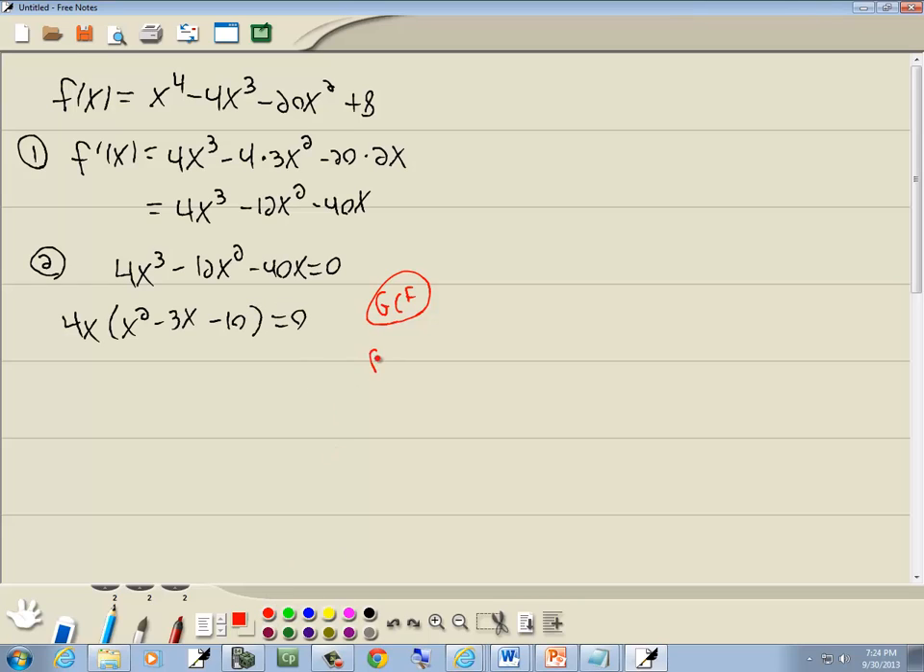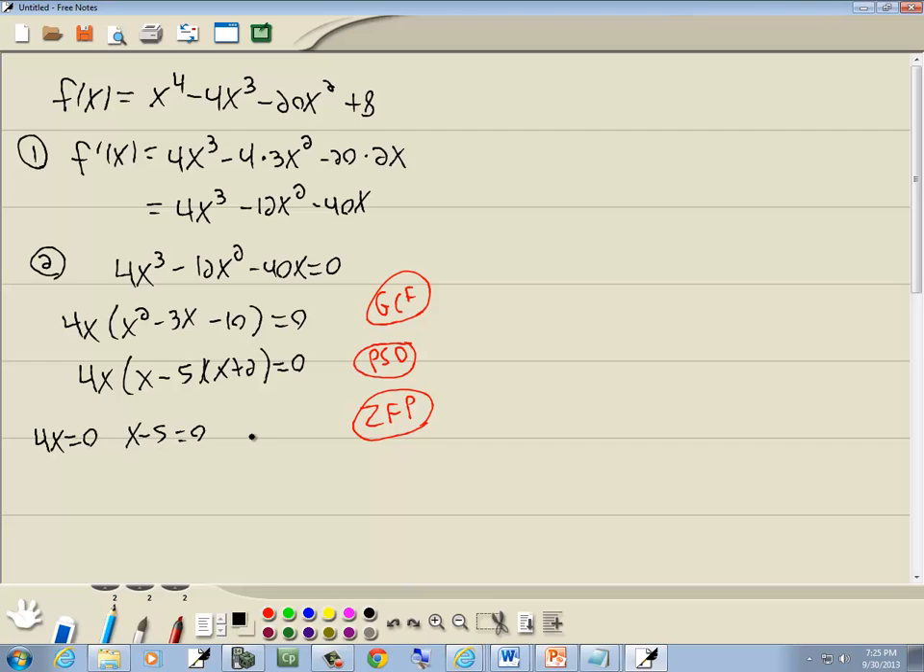Now looking at what's inside the parentheses, it's PST. We've got x squared, no number in front of our x squared, and it factors as x minus 5 times x plus 2 equal to 0. Zero factor property says if you get 0 on one side and you factor the other side, you set each factor equal to 0. So I'll set 4x equal to 0, x minus 5 equal to 0, and x plus 2 equal to 0.